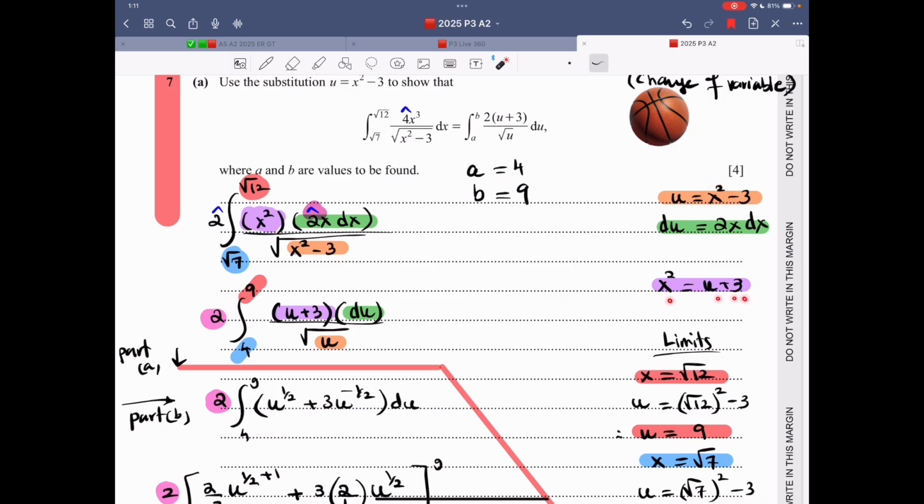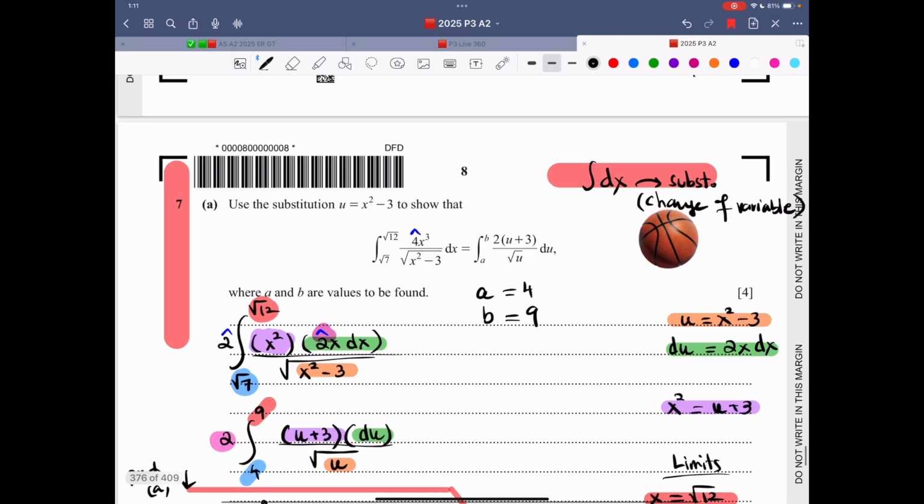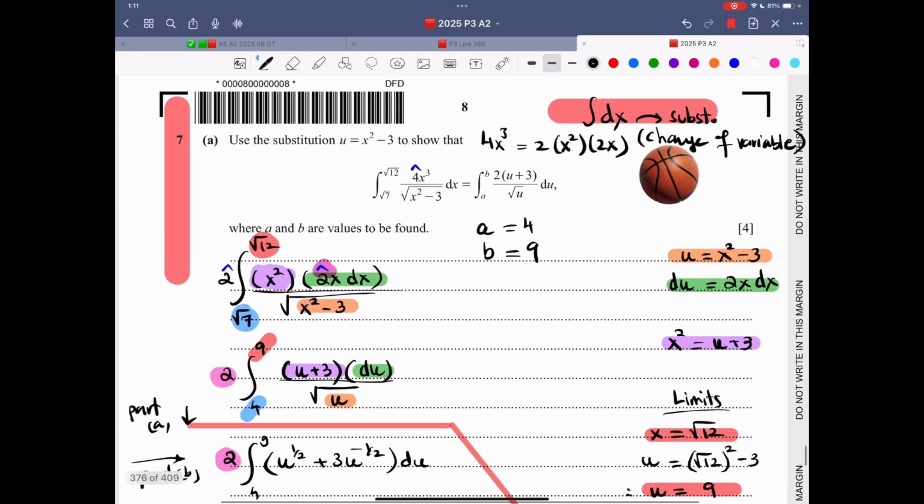X square is u plus 3. Now this x square into 2x into 2. So basically what I've done is that I have written 4x cube as 2 into 2x square into, actually 2 into x square into 2x. Got the idea? So now this 2x with dx.